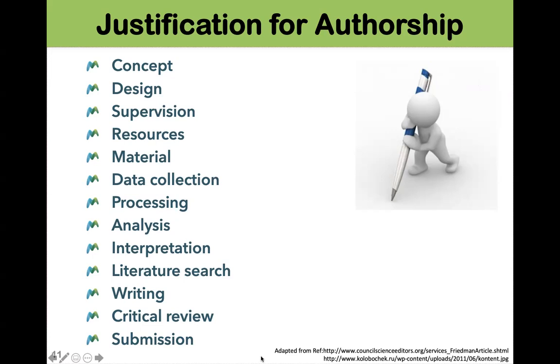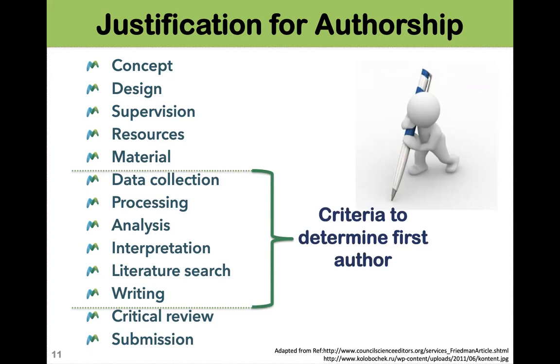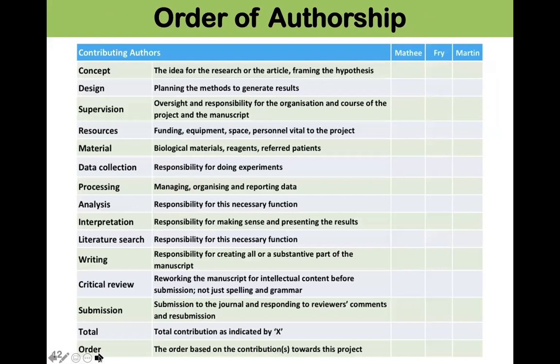But the thing that really makes a huge difference is who is going to be the first author. That will be decided by this group of criteria: who collected the data, who processed the data, who analyzed, who interpreted, who did the literature search, and who wrote. And all the other authors will be after that, right? So that's how we have to think about who are authors of a paper.